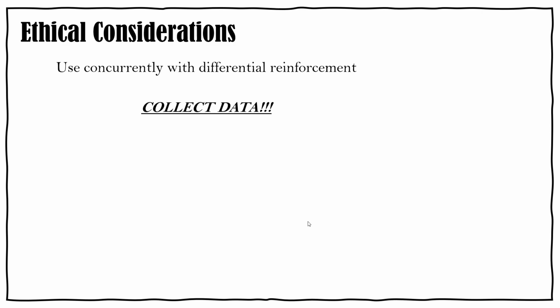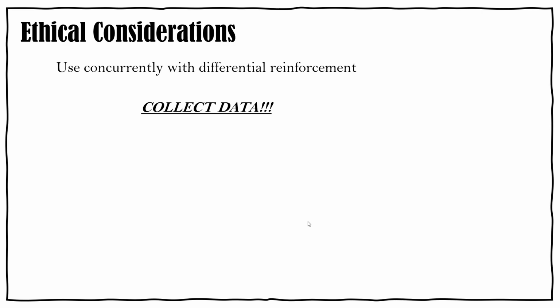A couple of ethical considerations for you guys with regards to punishment. You always want to use it concurrently with differential reinforcement. So if you're going to decrease an inappropriate behavior or challenging behavior, then you need to teach that kid a behavior that they can get the reinforcer for. Remember, that behavior serves some function, and so if you're going to decrease that behavior, teach them an appropriate behavior so that they can get what they want. So use it concurrently with differential reinforcement.